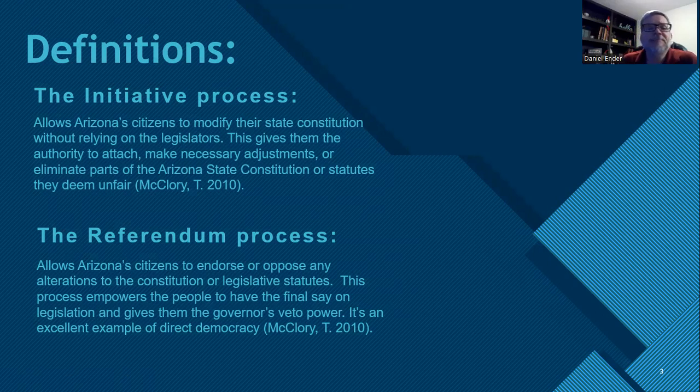The referendum process definition: it allows Arizona citizens to endorse or oppose any alterations to the Constitution or legislative statutes. This process empowers the people to have their final say on the legislation and gives them the governor's veto power. It's really an excellent example of direct democracy.